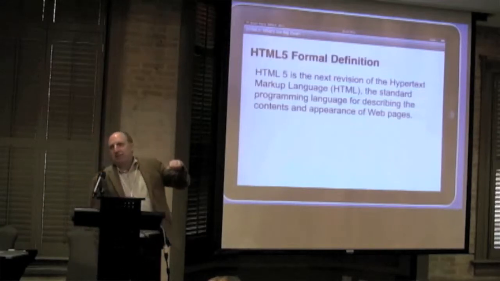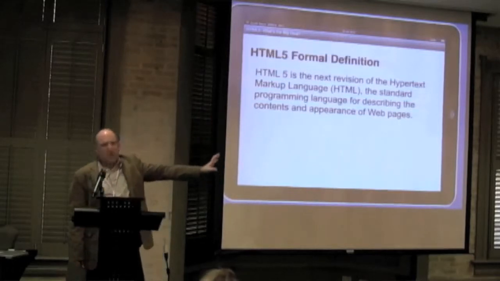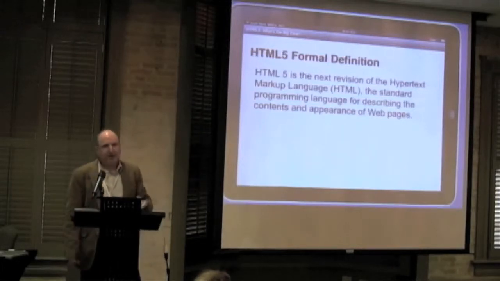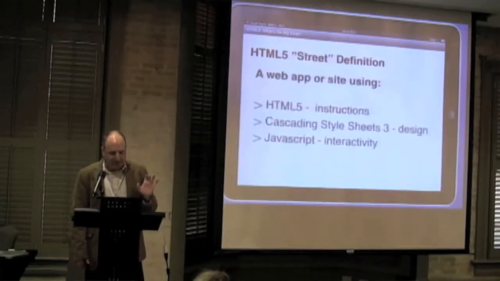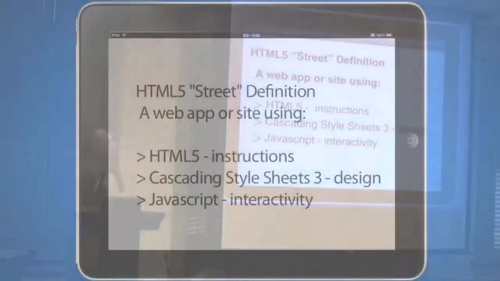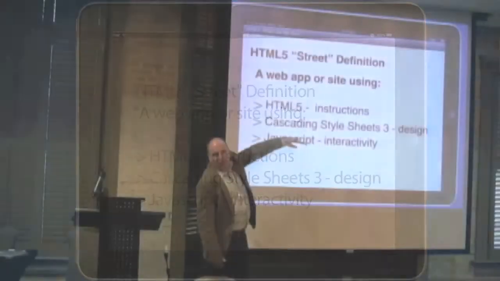What HTML5 does is it basically adds more words to the dictionary that you can use within this vocabulary. There are new things that you can do with this, but it's still just really text. So that was the formal definition. This is kind of the street definition of HTML5, because when people talk about HTML5, they're really talking about these three things. They're not really just talking about this, because this in itself doesn't do a whole lot. This in itself sends instructions to the cascading style sheets, which I'll explain in a second, and to JavaScript.